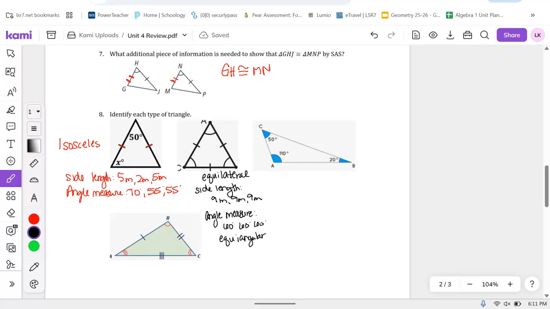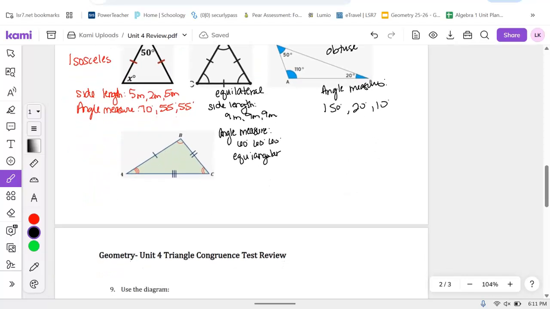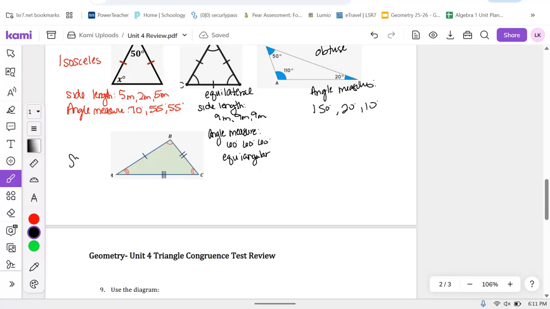Okay? Now this is an obtuse triangle, and it might say something like angle measures. You have to have one higher than 90 degrees for it to be an obtuse. This one right here is scalene. And so you might have side lengths 12 feet, 14 feet, 16 feet.